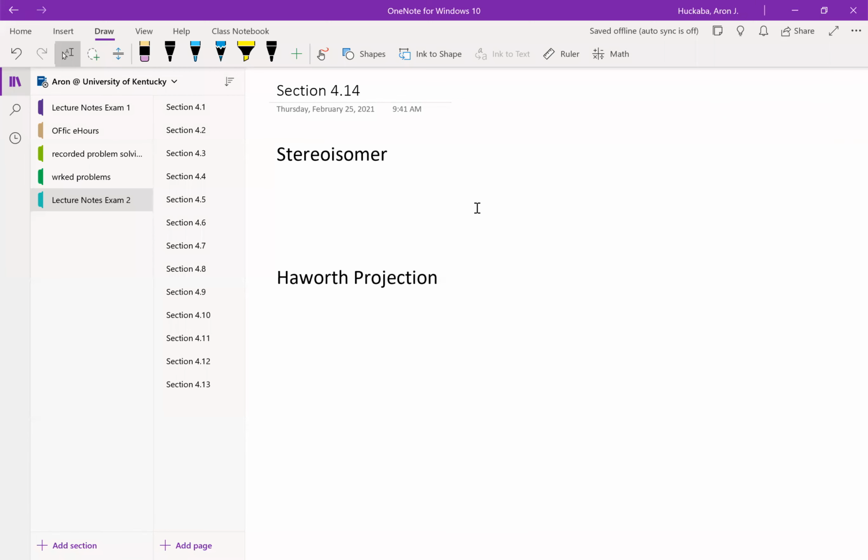Hello and welcome to section 4.14, where we're going to talk a little bit about cis-trans isomerism in cyclohexanes. This is kind of the start of a new type of vocabulary that we're going to be learning a lot more about in chapter 15, and that is what a stereoisomer even is.